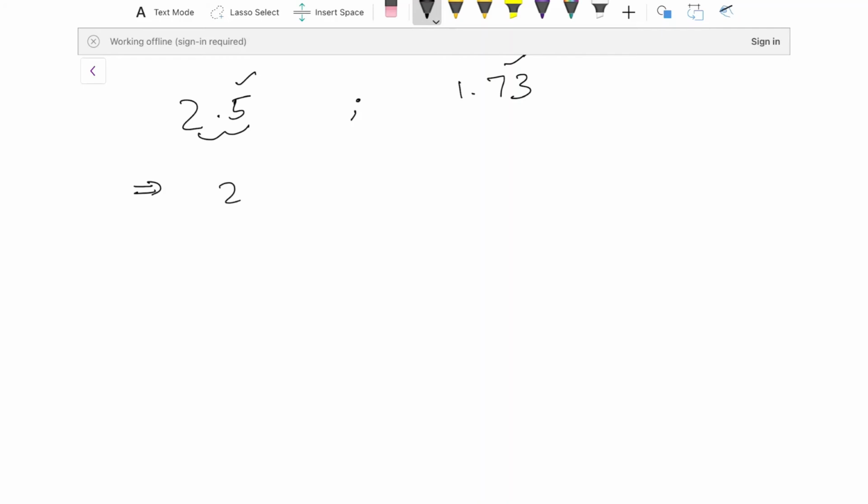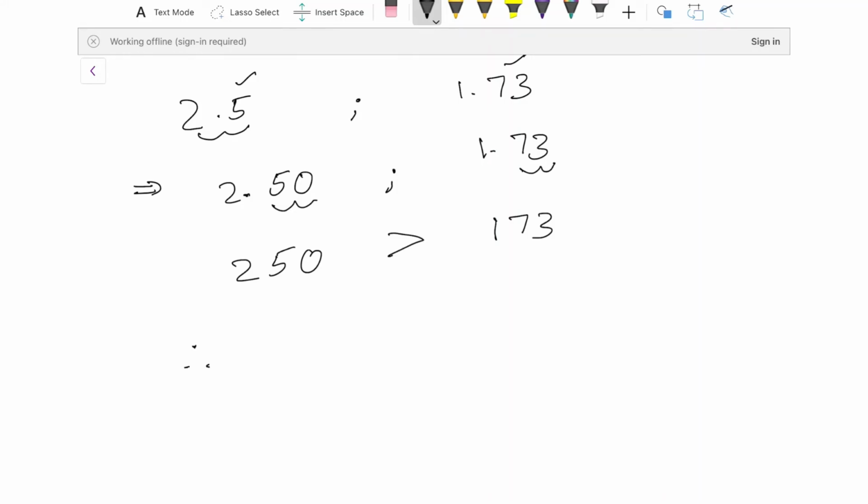2.5 can also be written as 2.50. And this is 1.73. So now you have 2 decimal places here and 2 decimal places here, same number of decimal places. That means these are like decimals. Once they are like decimals, what do you do? That's right, just ignore the decimal point and write the numbers 250 and 173. 250 is obviously greater than 173, therefore 2.5 is greater than 1.73.